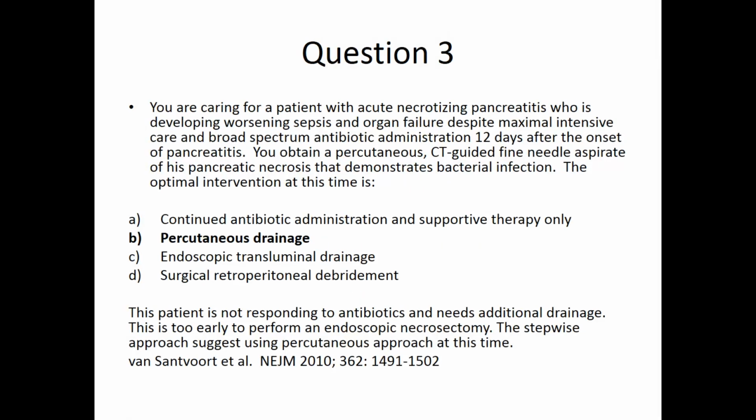And the answer is B, percutaneous drainage. So your patient is not responding to antibiotics and needs additional drainage. It's too early to perform an endoscopic necrosectomy. Usually you need to have a nice wall that forms around the necrosis, and this usually takes up to a month to form. And so at this time, since we're just 12 days in, a percutaneous drainage will help us temporize things and potentially avoid needing further endoscopic or retroperitoneal debridement.